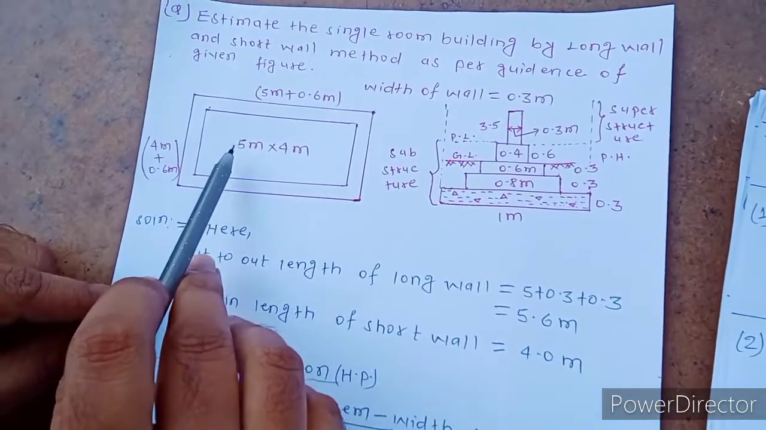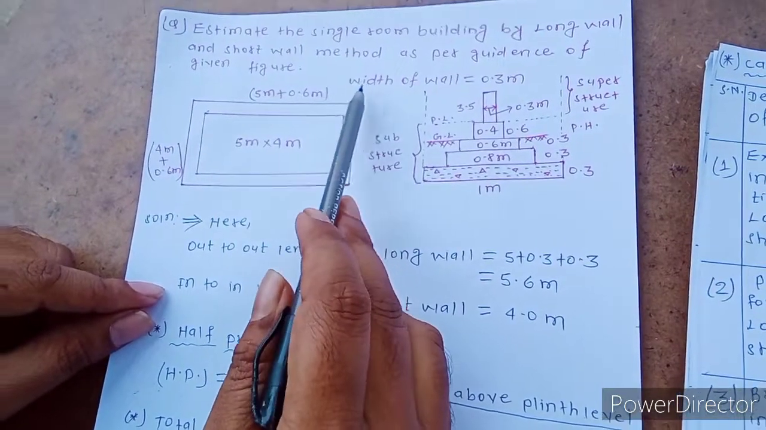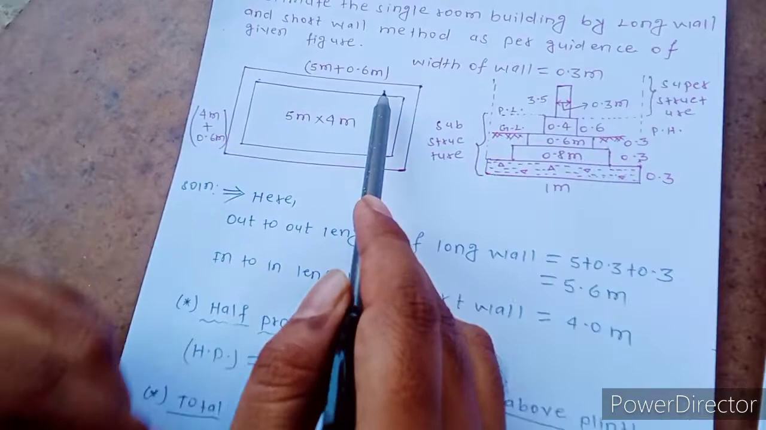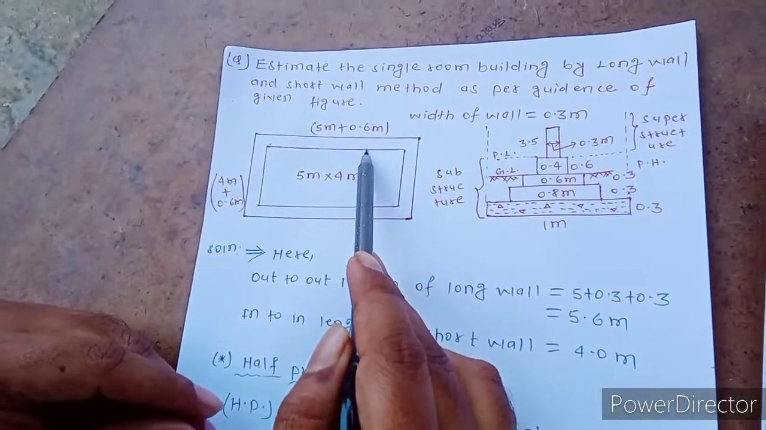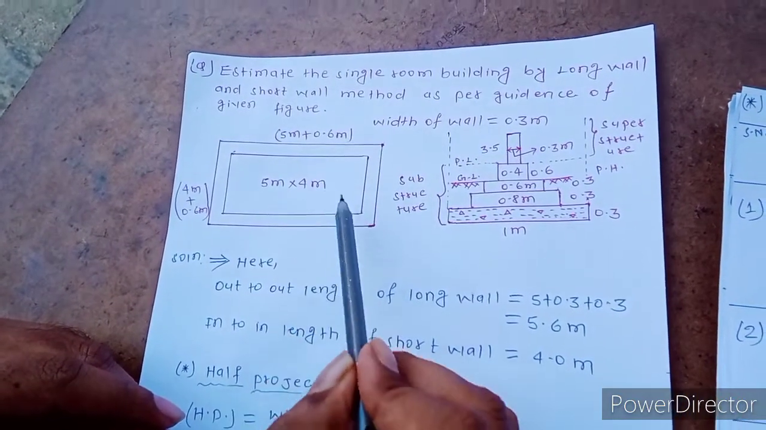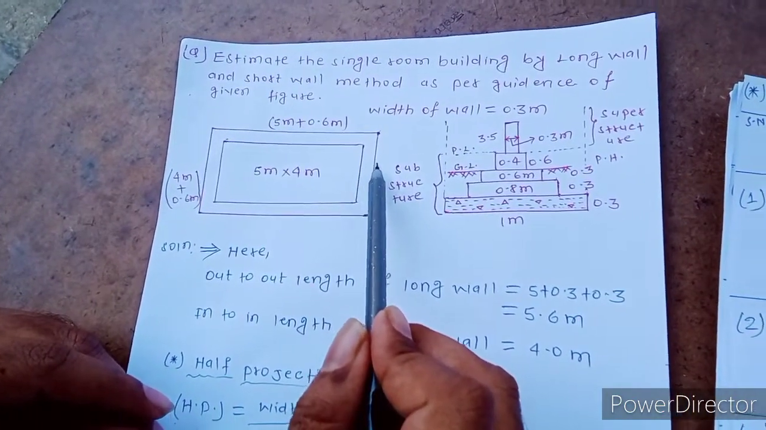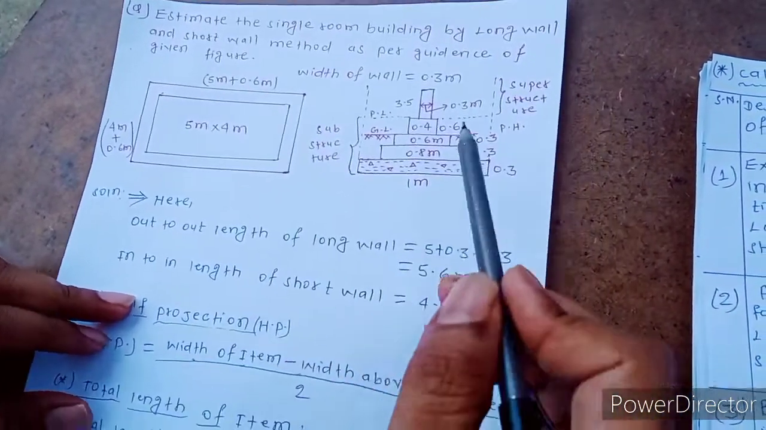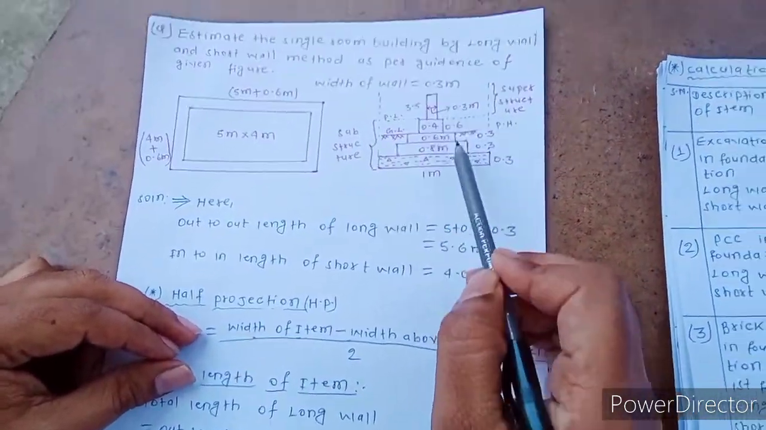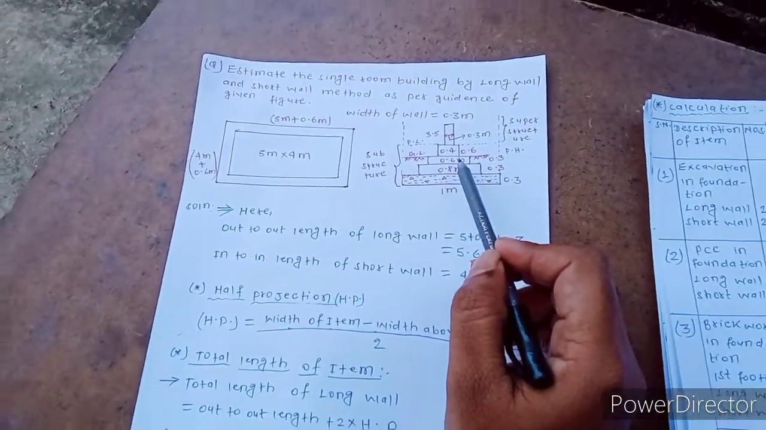Internal dimension is 5 meter by 4 meter and the wall thickness is given as 0.3 meter, meaning from here to here the wall width is 0.3 meter, and here also the wall width is 0.3 meter from here to here. So here the works are given. From the figure we can understand the work to be calculated by us.